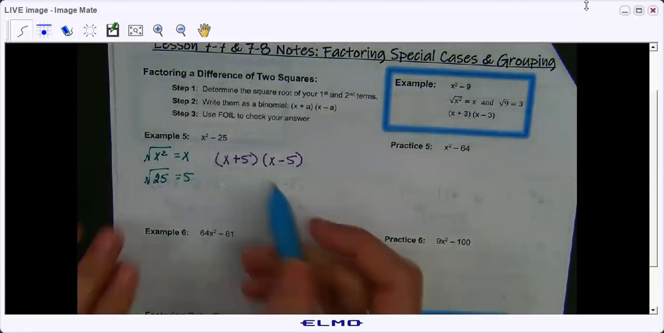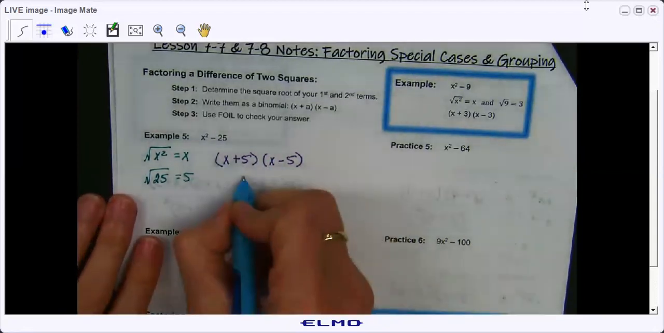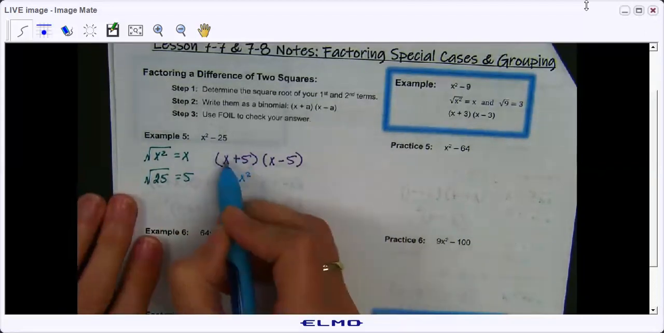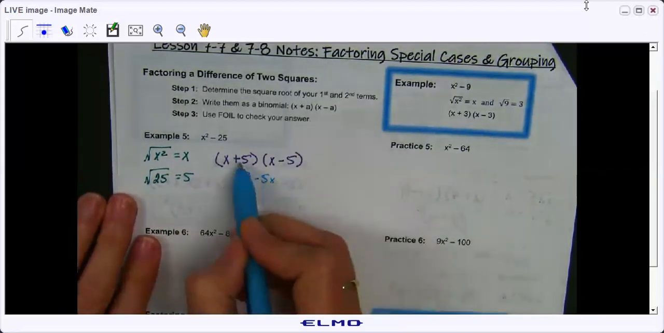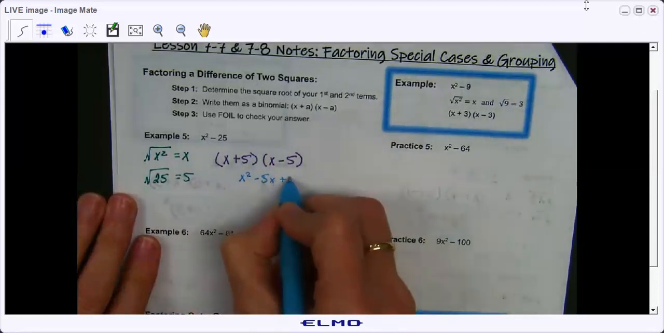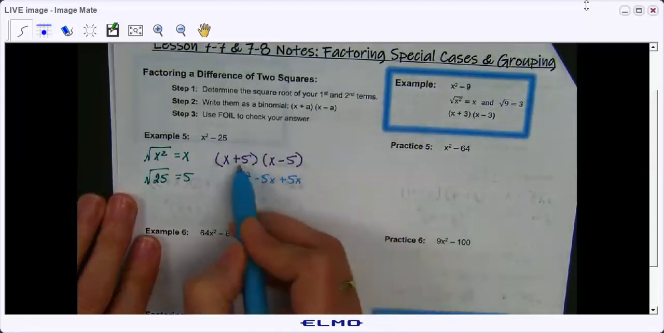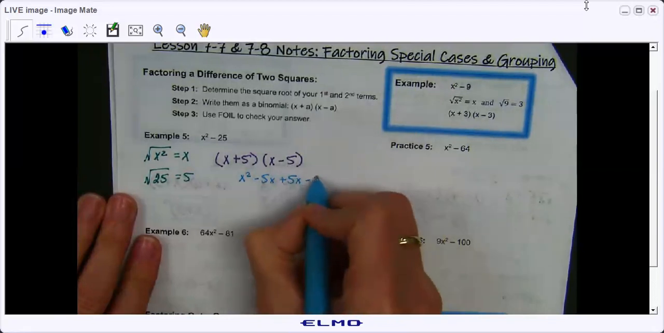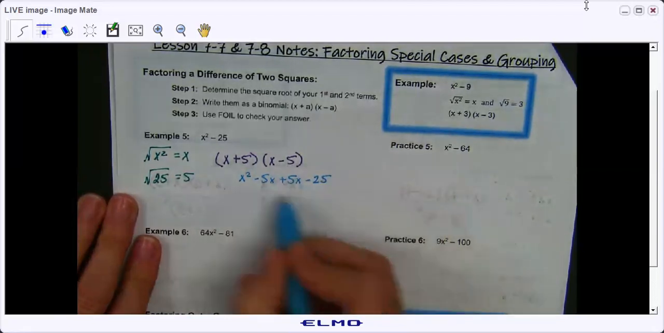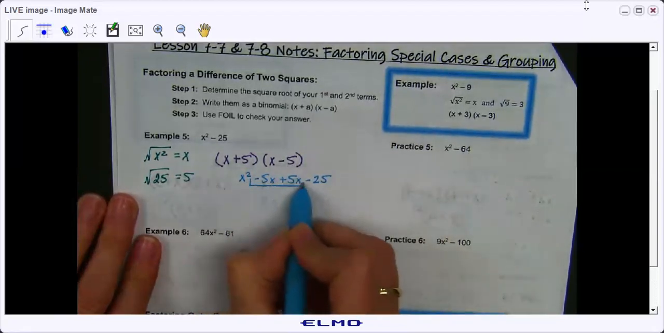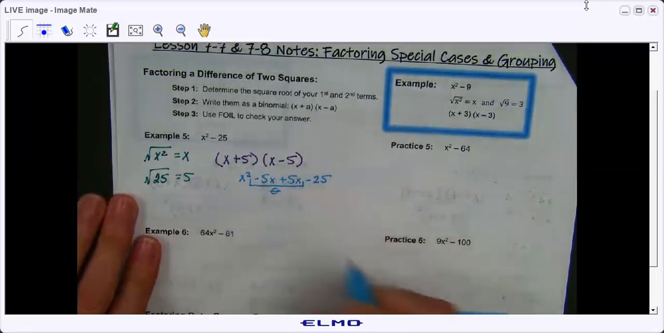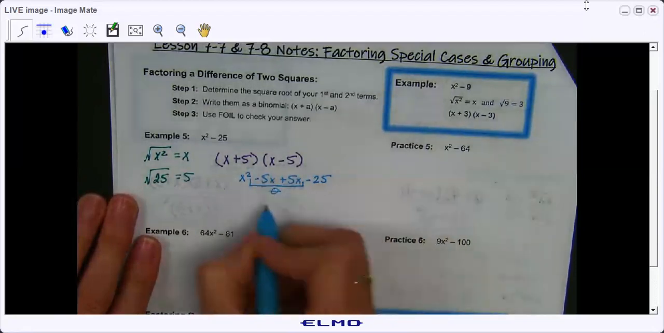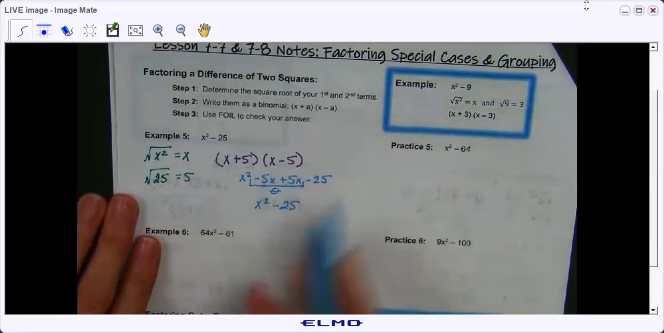Because when you distribute, we have x times x, which is x squared, x times a negative 5, which is negative 5x, 5 times x, which is a positive 5x, and 5 times a negative 5, which is a negative 25. And then when we combine our like terms, we have a negative 5x plus 5x. Those cancel out and we have a 0 there. So we're left with x squared minus 25.